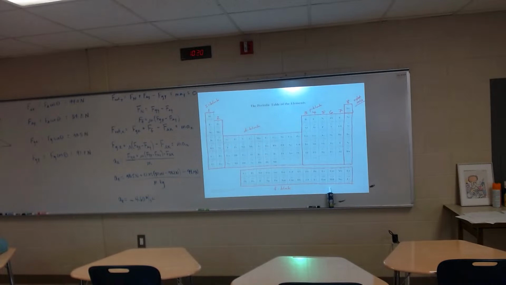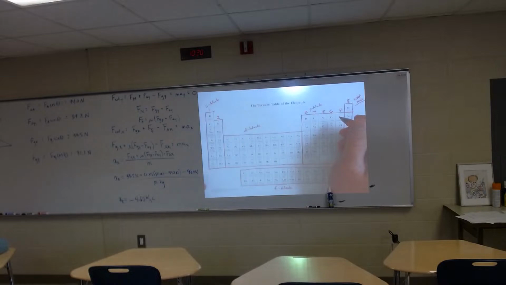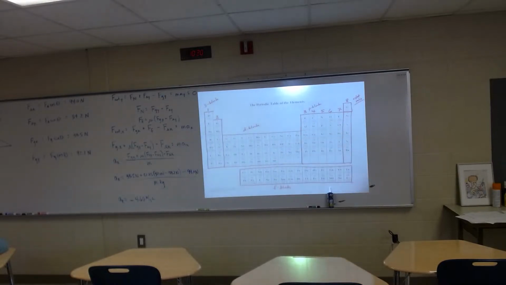Because most of them have 2, but there are exceptions. Well, you told us the exceptions yesterday, didn't you? No. I told you some exceptions to the oxidation numbers, but not their valence electrons. Okay.